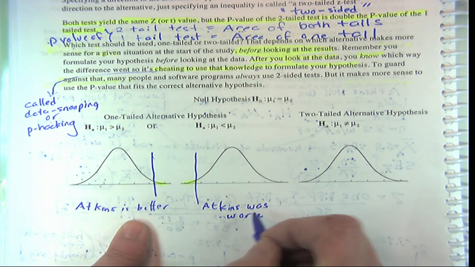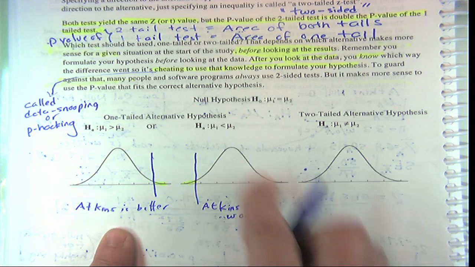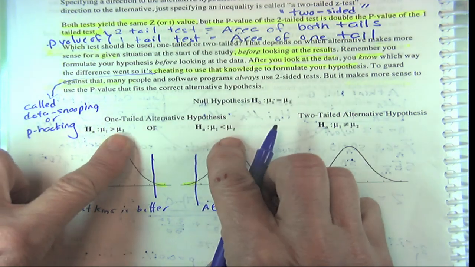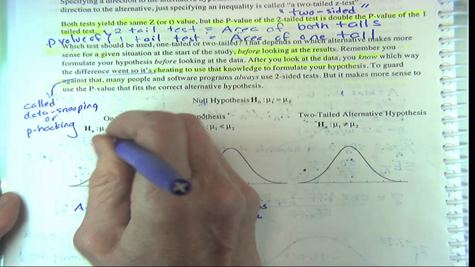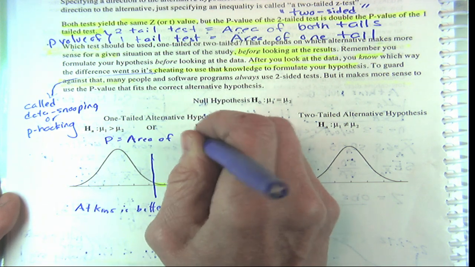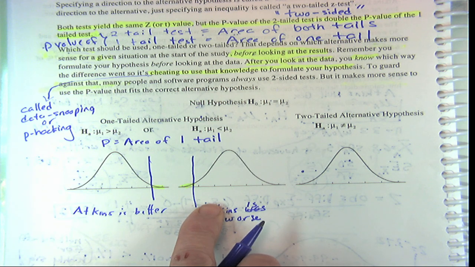Okay, the Atkins is worse. I guess you have to decide before you look at your data. For both of these, it can go in either direction. You want the p-value to be equal to the area of one tail, or one side. And that's what we did when we got the 1.01%.